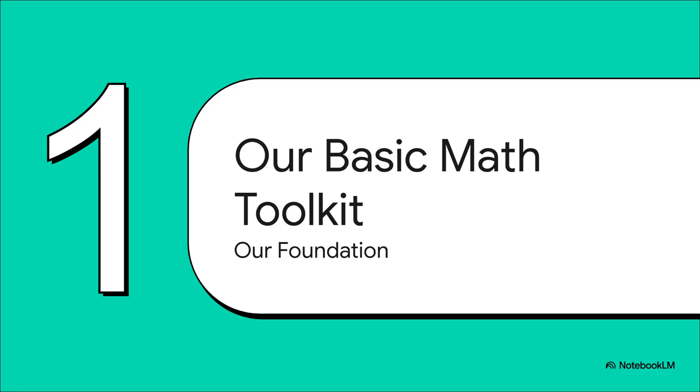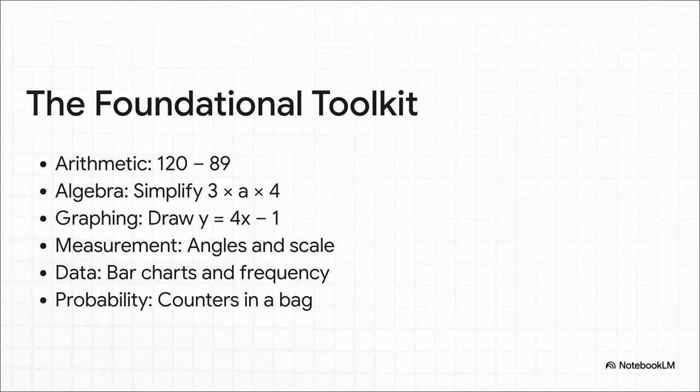All right, first stop, our basic math toolkit. This is our foundation, the solid ground we're all starting from. Think of it as everything you'd find on that standard school exam. So what's in here? Well, you've got your arithmetic, your algebra, graphing straight lines, measuring things, handling data with charts, and even a bit of probability. And you know what? These tools are absolutely fantastic for describing a world that's predictable, a world that plays by simple straight-line rules. But what happens when it doesn't?